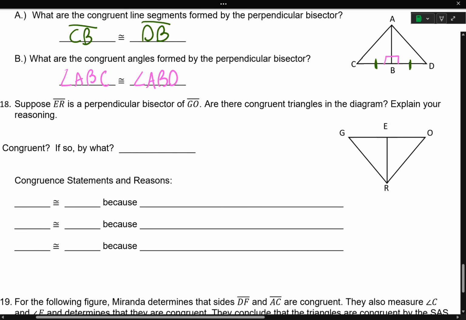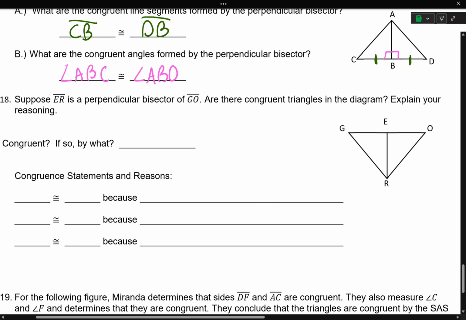Number 18. Suppose ER is a perpendicular bisector of GO. Are there congruent triangles? Explain your reason. Alright. Perpendicular. That means creating 90-degree angles. So there should be two 90-degree angles right here. Perfect. Angle. Bisector splits something in half. So, do we have congruent triangles?